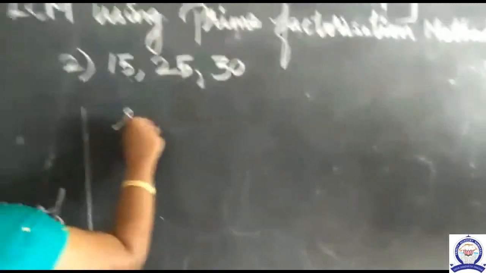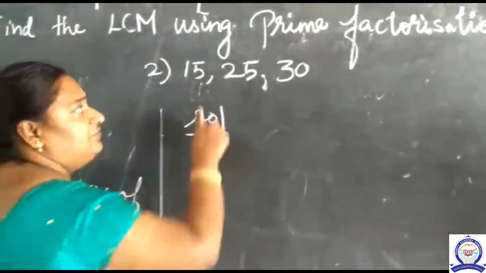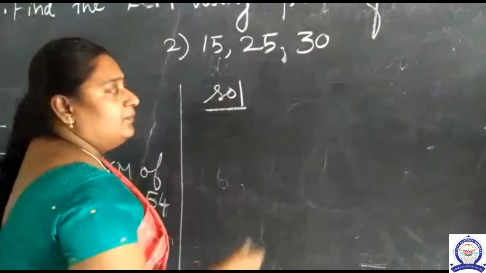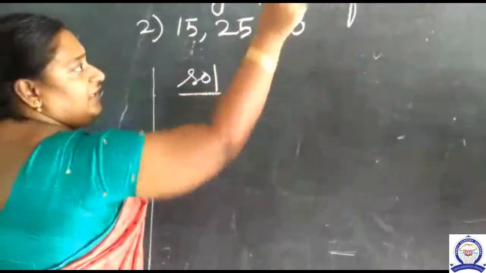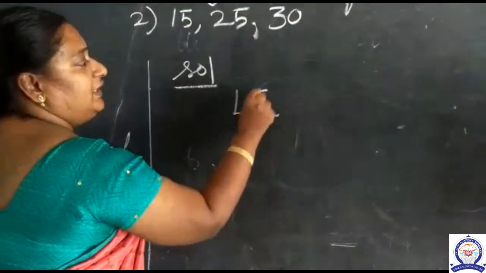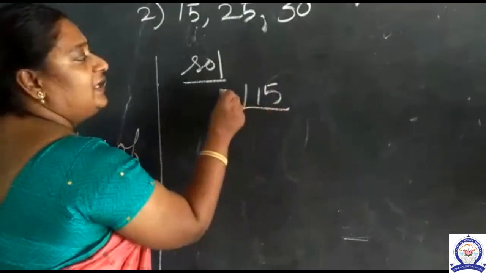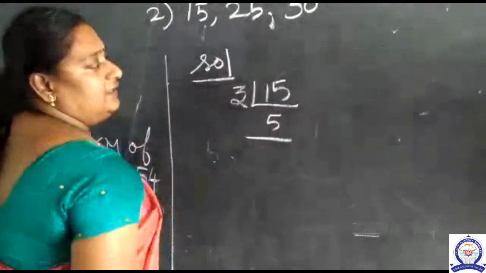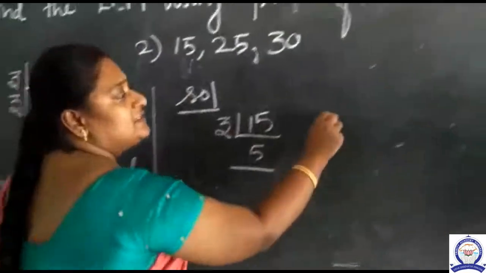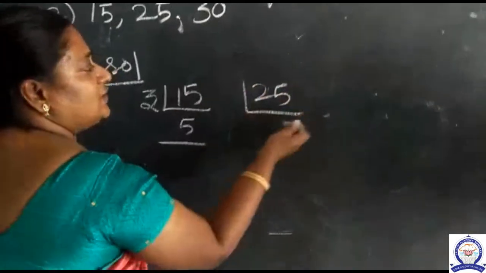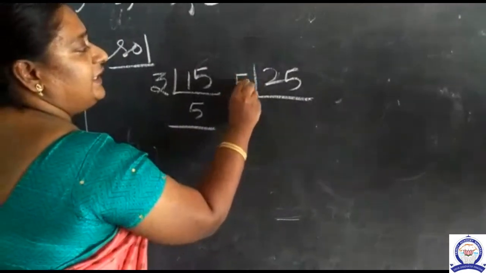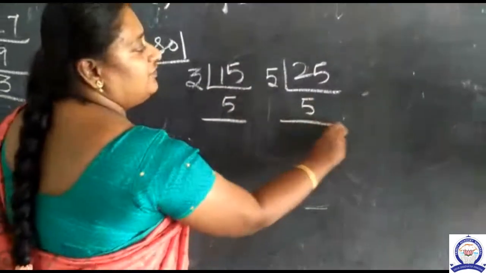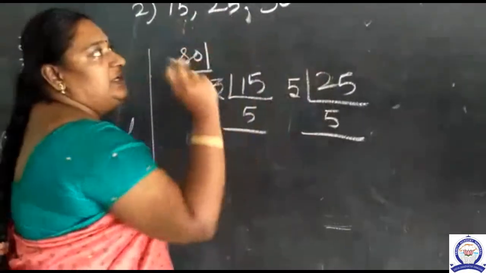Similarly, let us see the second sum. 3 numbers are given: 15, 25, 30. With 3 numbers we have to find the LCM, first using the prime factorization method. So 15, last digit 5, odd number, start with the 3 table. 3 5s are 15. Similarly 25, again an odd number. The 3 table won't work for 25, so the 5 table. 5 5s are 25.